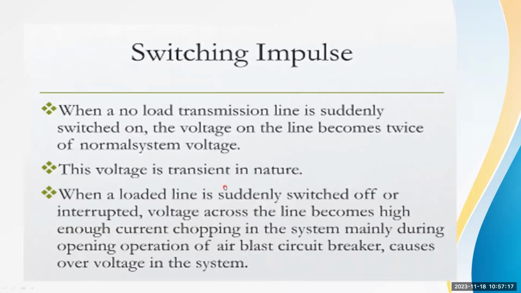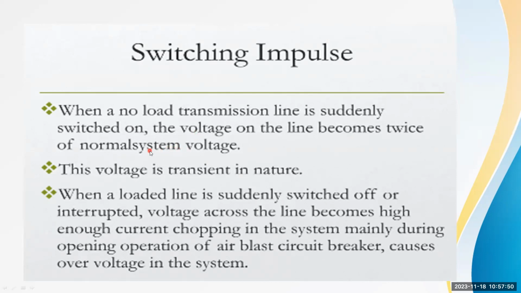Next, switching impulse. The impulse voltage of switching operations lasts a very short time. Because of this impulse, very high voltage is present in the transmission lines. When a no load transmission line is suddenly switched on, the voltage on the line becomes twice the normal system voltage. So this is because of these switching operations.